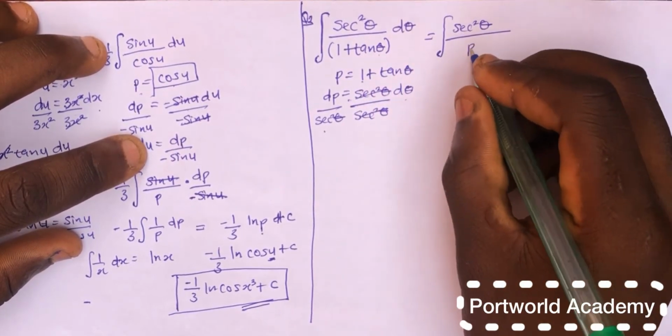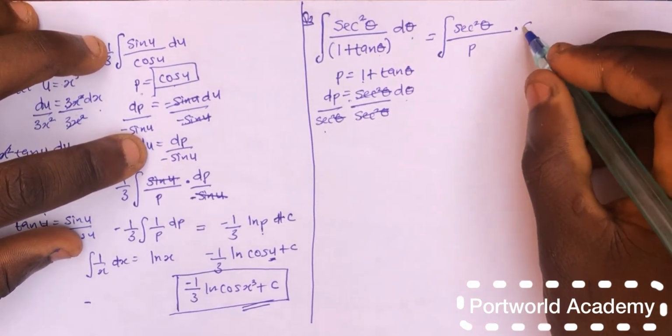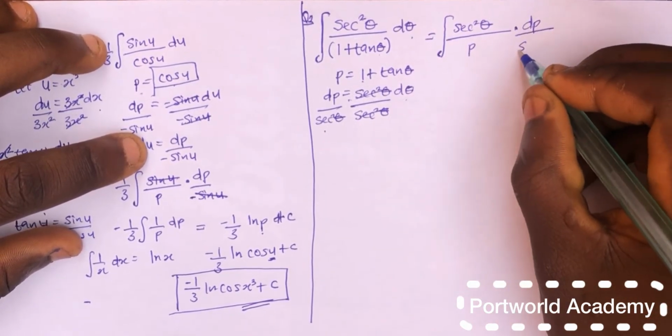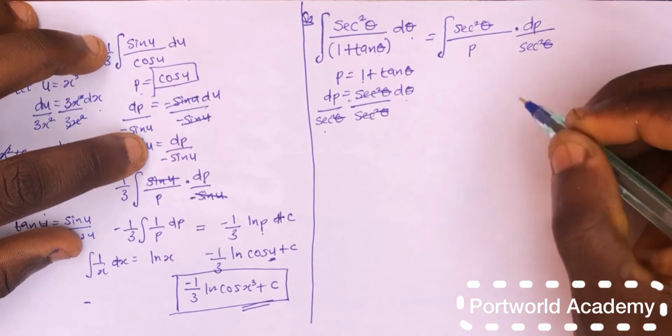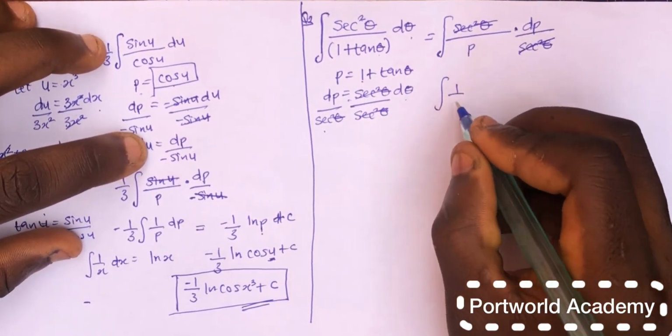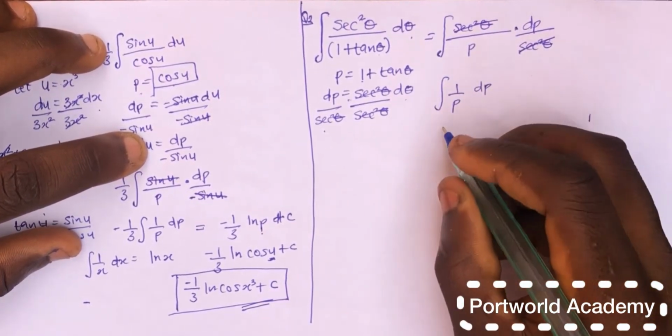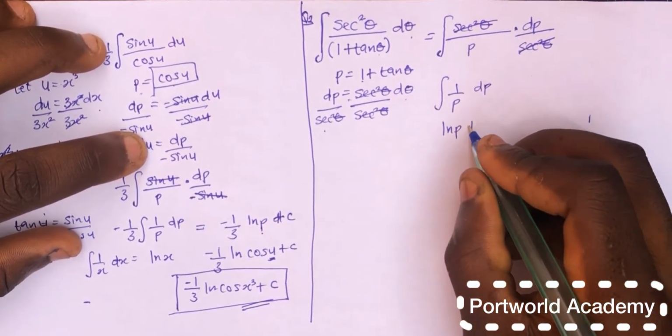As p, right? Times what is the value of our d theta? We have dp divided by sec squared theta, right? So this will cancel like this. So we are having integral of 1 over p dp, right? Integrating 1 over p is the same thing as what? As ln p plus c, right?